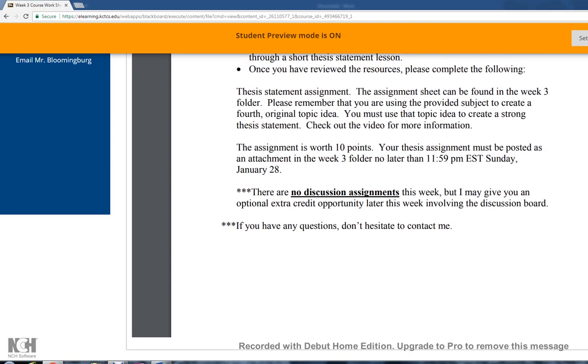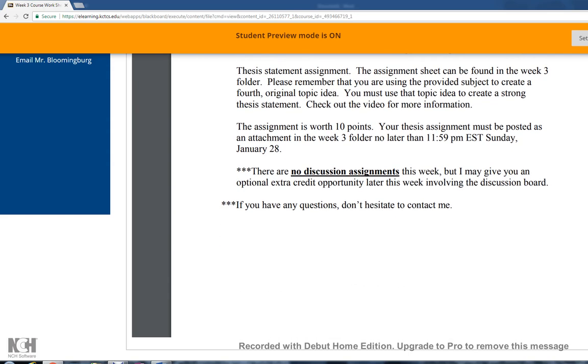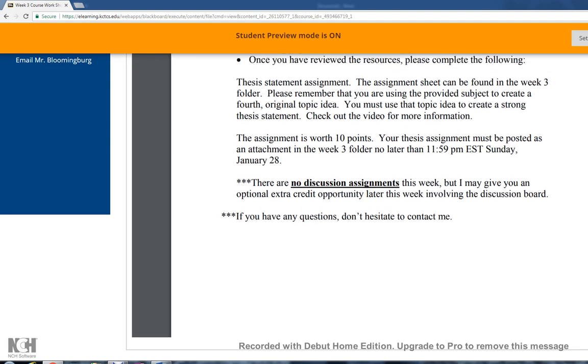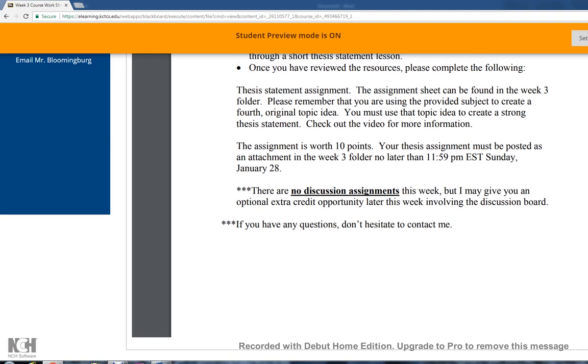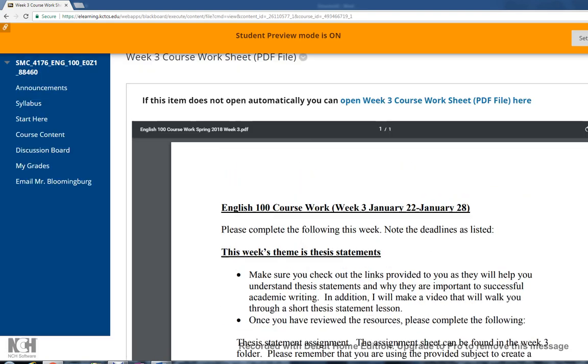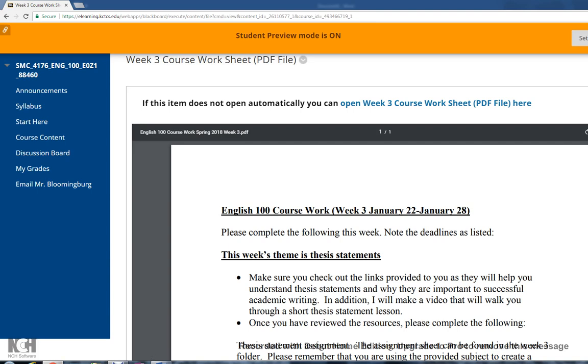Once you've reviewed the resources, complete the following: the thesis statement assignment. The assignment sheet can be found in the week 3 folder. Remember that you're using the provided subject to create a fourth original topic idea. Now we'll take a look at that assignment sheet in just a moment, and you're posting it on the discussion board. So we'll take a look at all that coming up in just a moment.